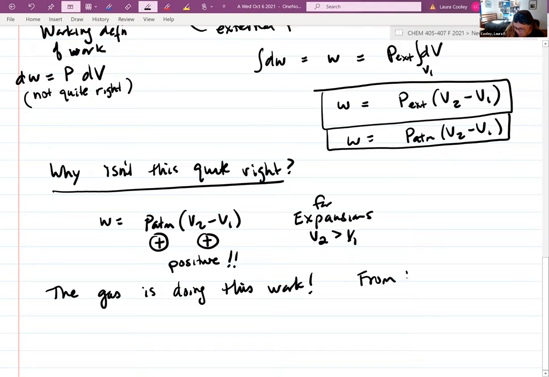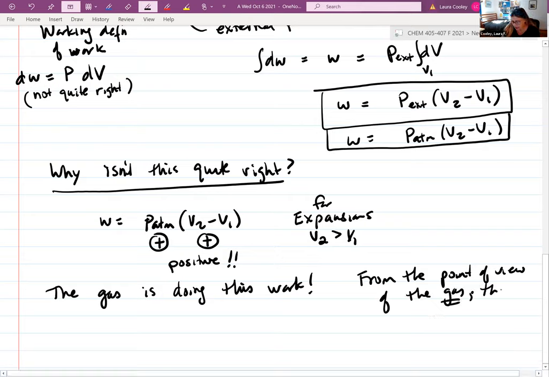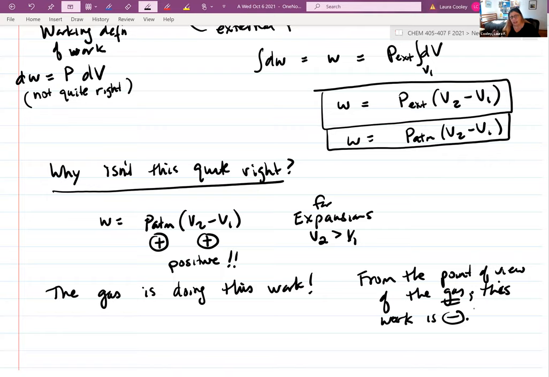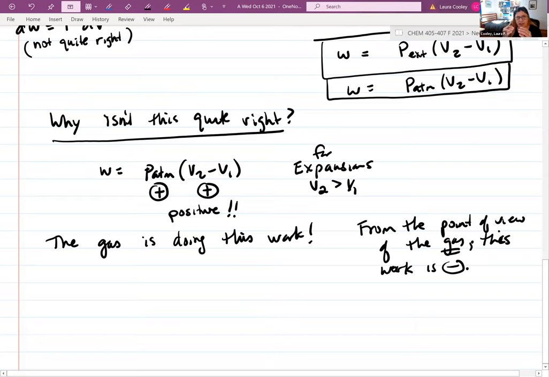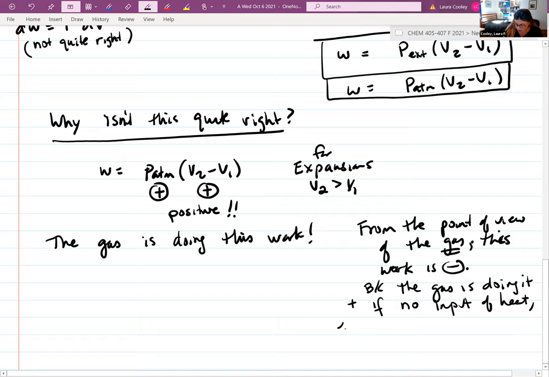So from the point of view of the gas, this work has to be negative, because that energy has to either be supplied by the gas or supplied by some heat coming in. It would serve to decrease the internal energy unless there's some input of heat or work from somewhere else. So from the point of view of the gas, this work is negative because the gas is doing it. If there is no input of heat, for example, delta internal energy would have to drop, because that energy to do that work has to come from somewhere.